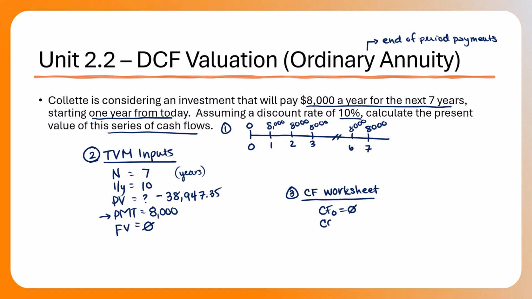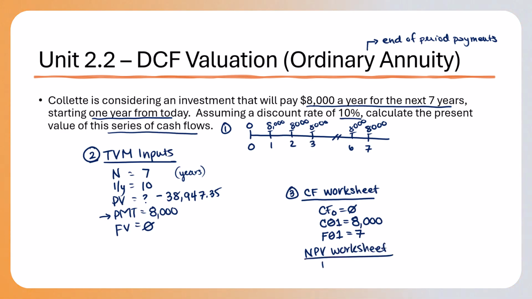This is where we can actually take advantage of that frequency option. Rather than typing in C01, C02, C03 all the way out to C07, what I can do instead, because this cash flow is repeating, is simply type it once. Then I can change the frequency of this cash flow to be 7, because it occurs exactly 7 times on the timeline. Then I will go into my NPV worksheet.